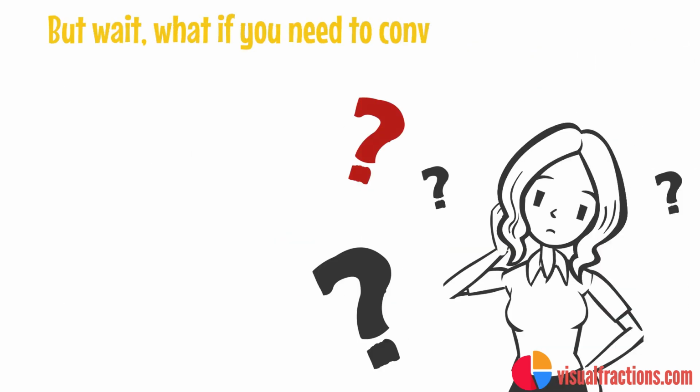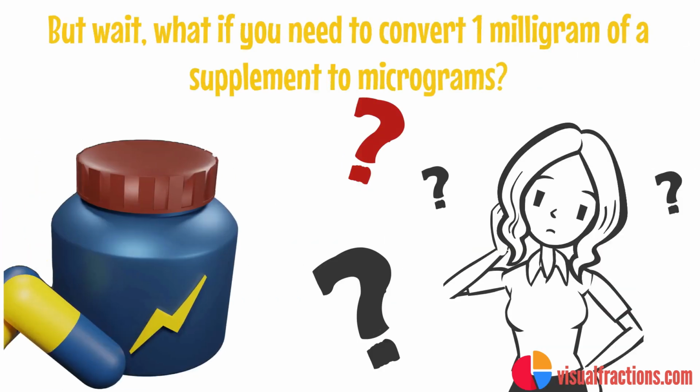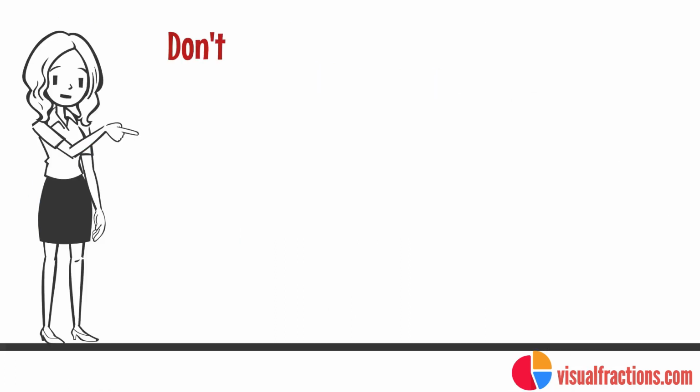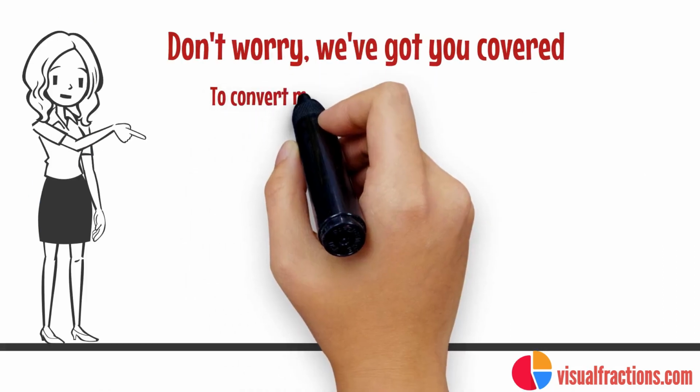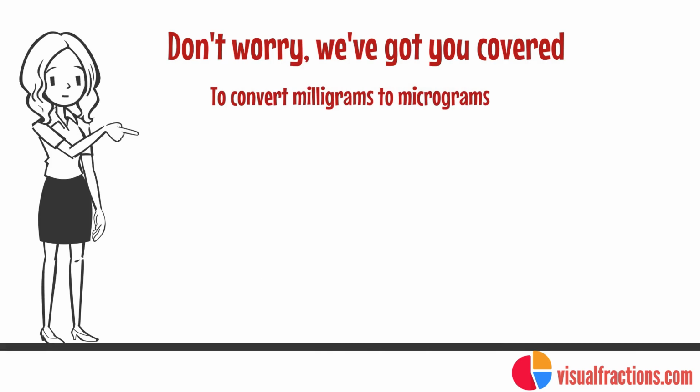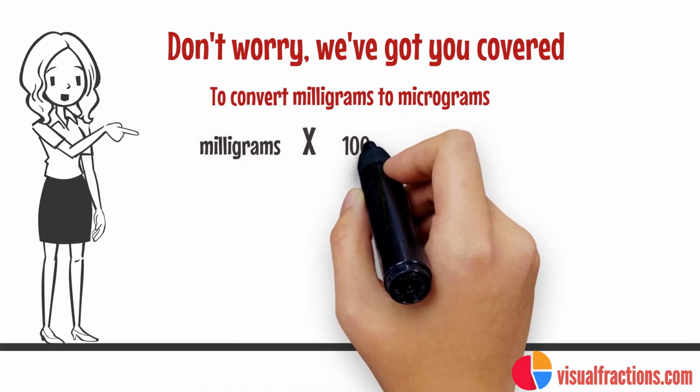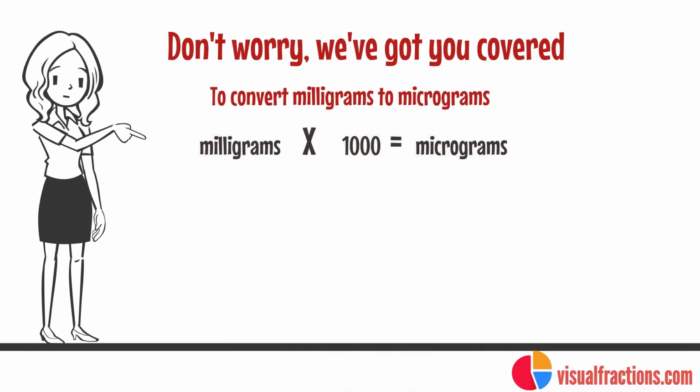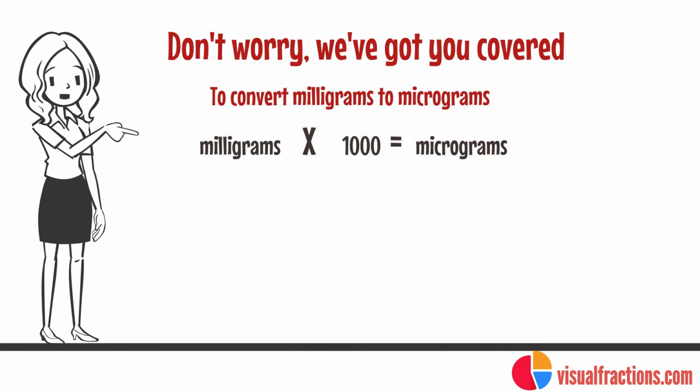But wait, what if you need to convert 1 milligram of a supplement to micrograms? Don't worry, we've got you covered. To convert milligrams to micrograms, you need to multiply the number of milligrams by 1,000. Let's walk through an example of how to convert 1 milligram of a supplement to micrograms.